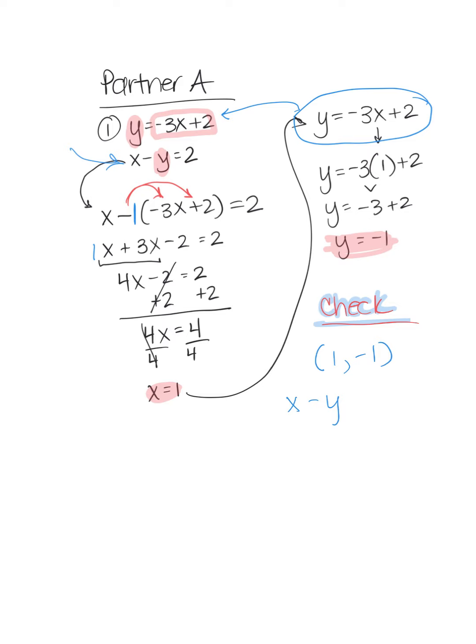So I have x minus y equals 2. Remember, our coordinates are always written in the order of x and y. So now to substitute, instead of x we have 1, minus y, which is negative 1, equals 2. When you subtract a negative, that is the same as adding 1. 1 plus 1 is 2. This is a true statement. This tells me that the coordinates I came up with are correct. So the solution to number 1 is 1, negative 1.